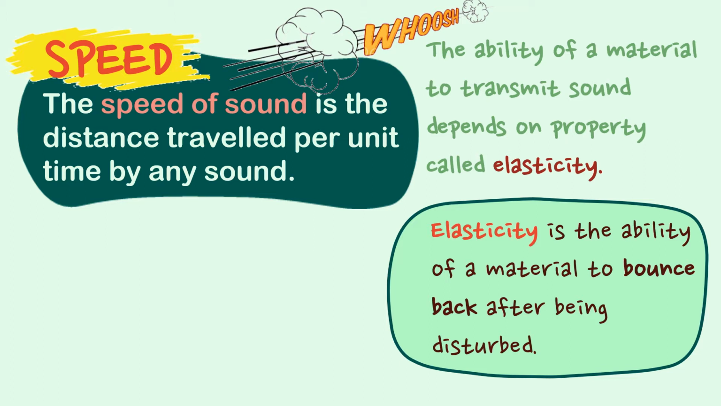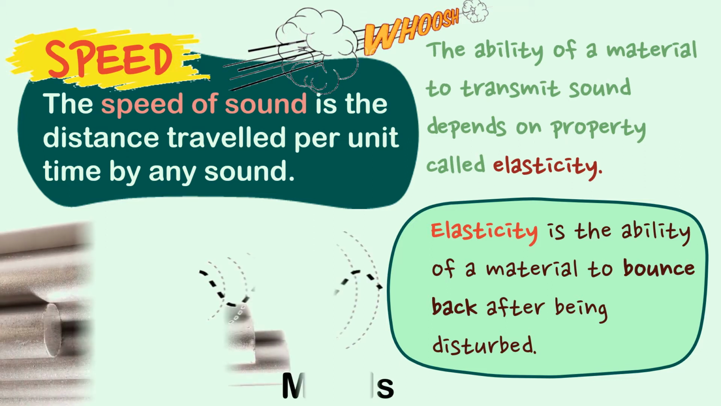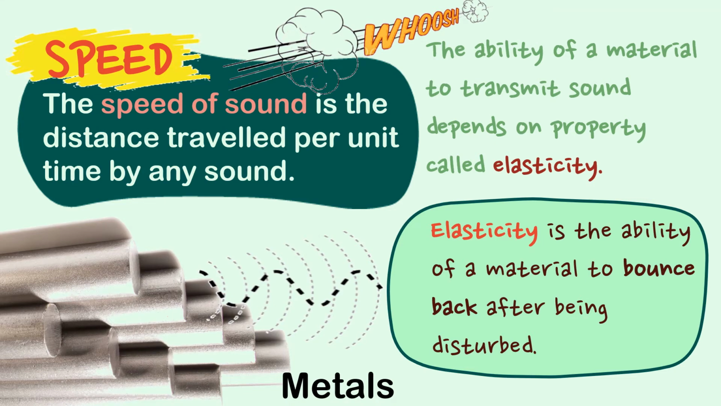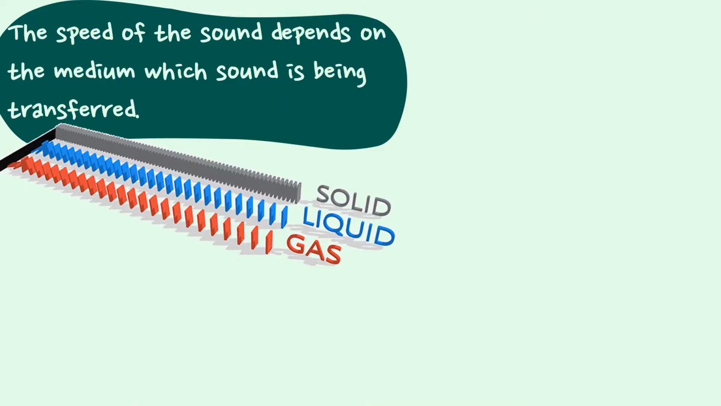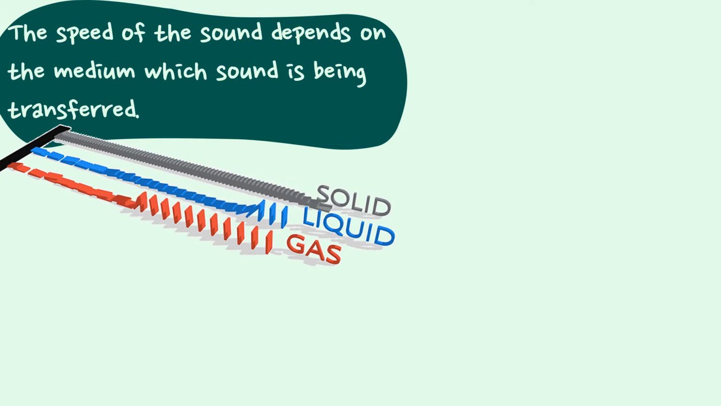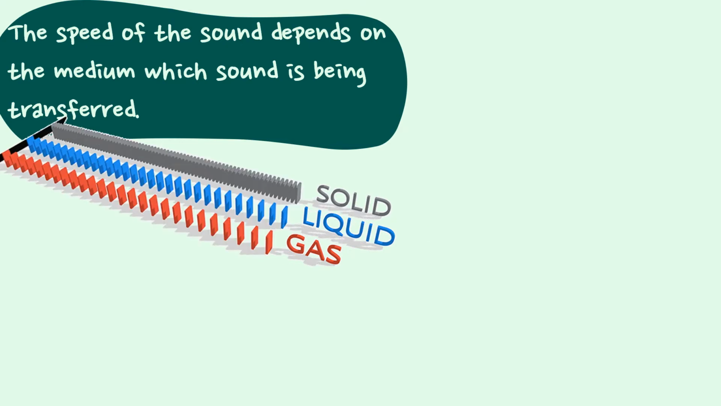Elastic solids are very good transmitters of sound since their particles, when compressed, can easily go back to their original position and can easily spread out again, just like metals. Since the speed of sound depends on the medium through which sound is being transferred, we can say that rubber, plastic, and cloth are poor transmitters of sound.